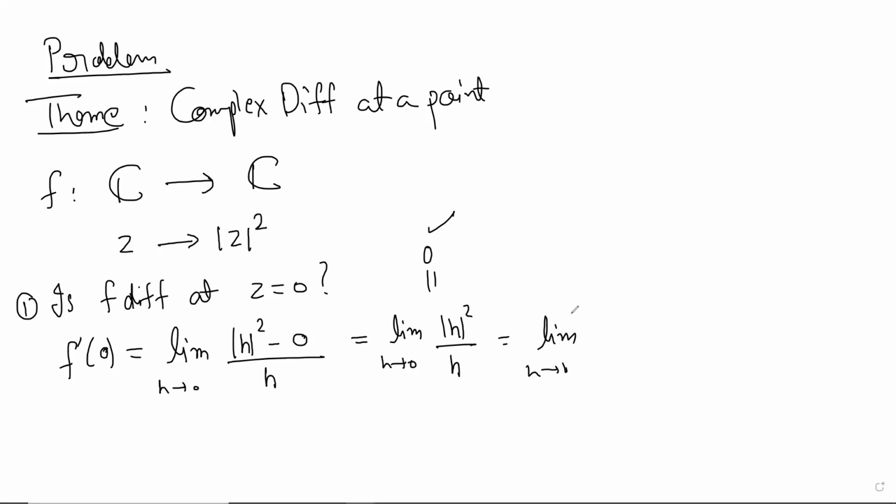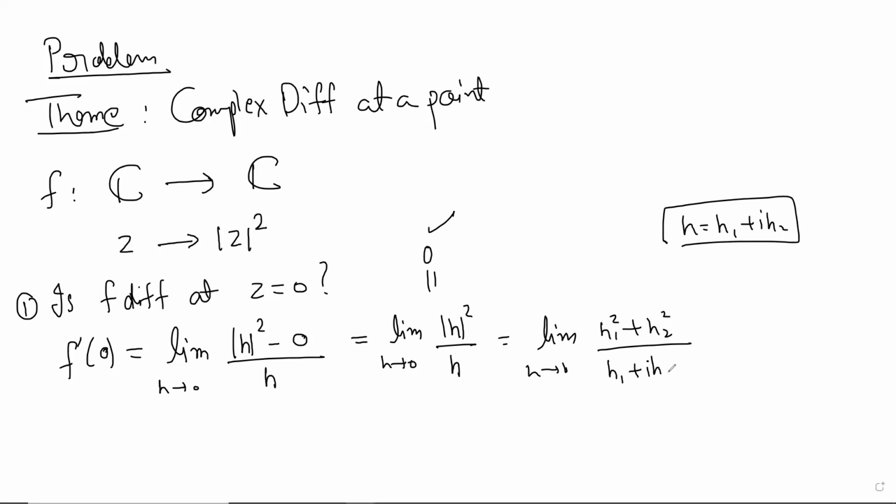So let's write h as h1 plus i h2. And then what does the numerator become? It becomes this. And what is the denominator? Denominator is this. And so then you just work it out. H going to 0, just rationalize and so on. You get h1 minus i h2. So in either way you will get, and then h going to 0 means h1 and h2 both going to 0. So is that right?